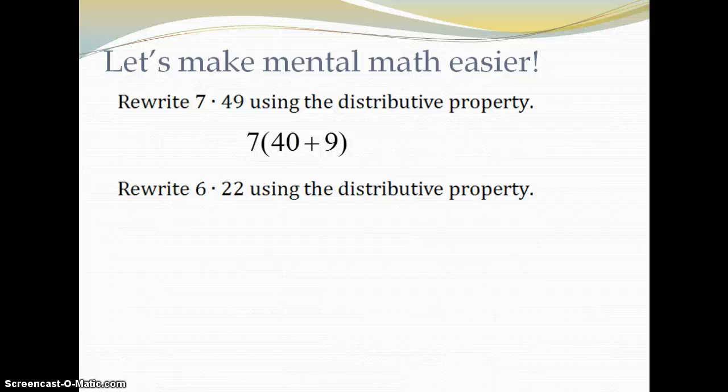Rewrite 6 times 22 using the distributive property. So looking at 6 and 22. 6 isn't that intimidating of a number, but 22, a lot of us don't know much about the multiples of 22. So if we rewrite 22 as 20 plus 2, we can just distribute. Most of us know what 6 times 20 is, plus 6 times 2. So 120 plus 12 will give us what 6 times 22 is.